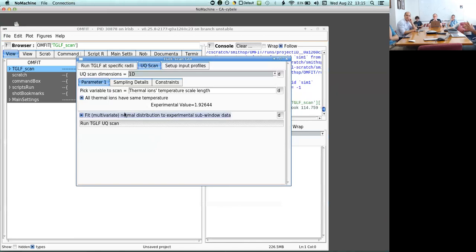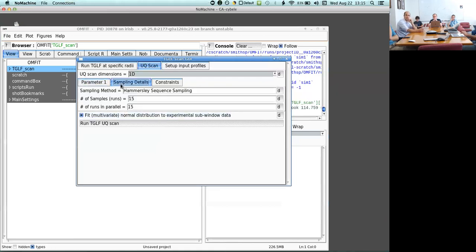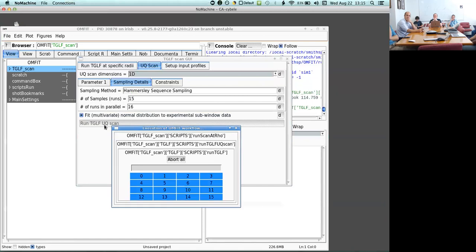Now, for this one, it's reconstructing a normal distribution for A over LTI based on the multi-sub-window statistics. Then I can choose how many samples I want to take from that input probability distribution and how many parallel runs I want to have. After that, I can run the TGLF UQ scan. It's the same as the TGLF scan, but instead of doing a grid scan, we're sparsely choosing samples from this input probability distribution, based on the sampling method, and solving the simulation for those values.